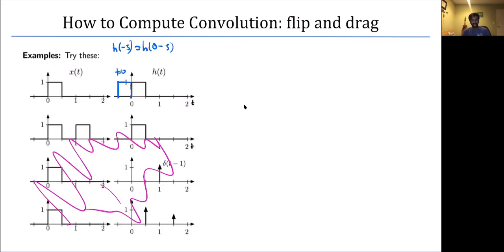Now, if I want to drag it, let's say the width of this box is 0.5. So I want to look at h of t minus tau at t equals 0.5. Then I simply have to drag it here, right? This equals 0.5. And if I want to look at h of t minus tau at t equals 1, then I simply drag it again. Okay. And this equals t equals 1.